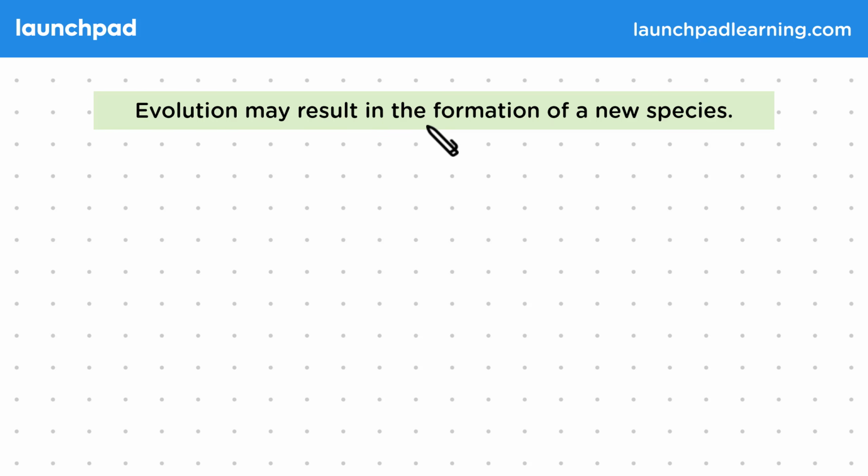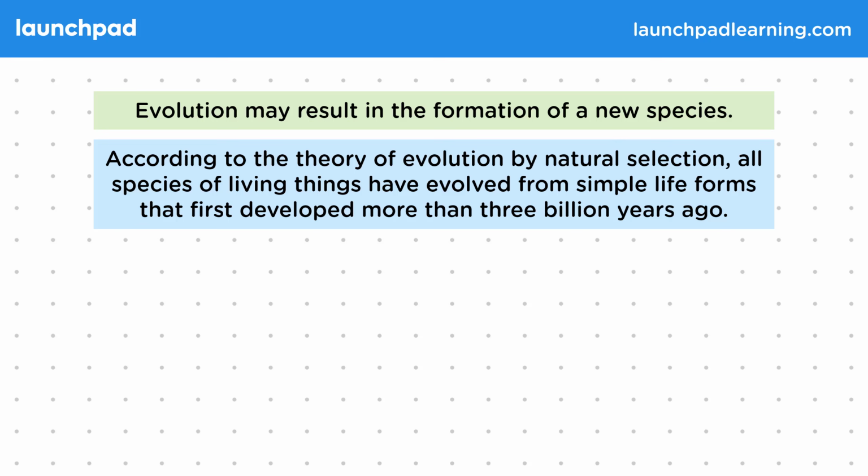Evolution may result in the formation of a new species. This would happen when enough small changes accrue over time. According to the theory of evolution by natural selection, all species of living things have evolved from simple life forms that first developed more than 3 billion years ago.